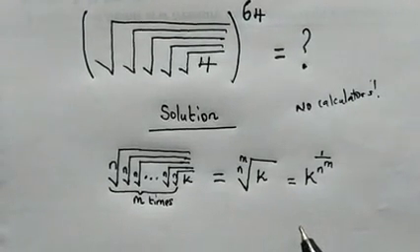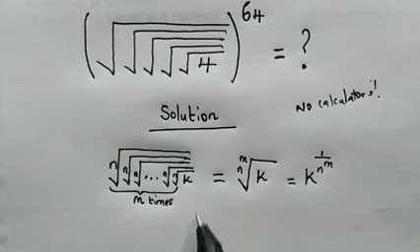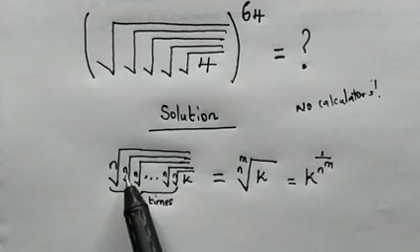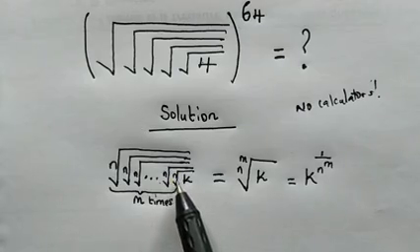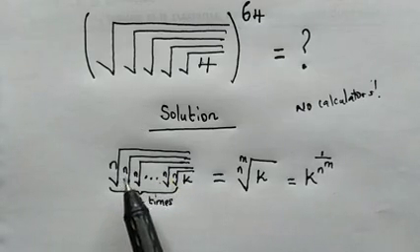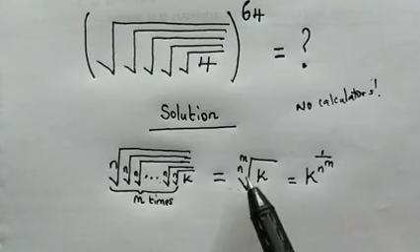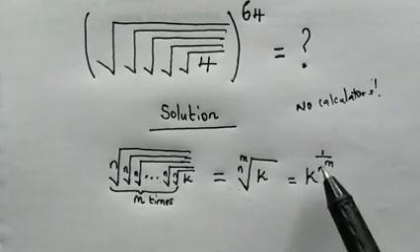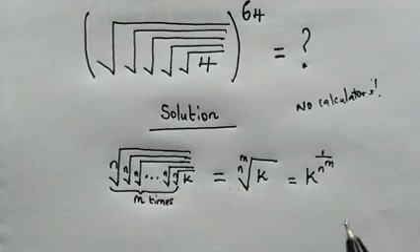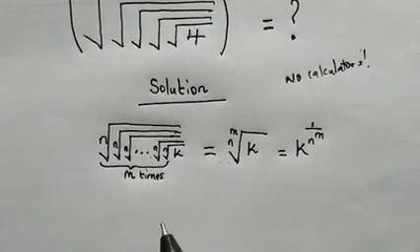In today's video, we're going to use this important and interesting identity. We have the nth root of the nth root of the nth root, all the way to the nth root of k, where we have this nth root m times. This is equal to the n to the mth power root of k, which is equal to k to the power of 1 over n to the power of m. Let us understand this formula very well.